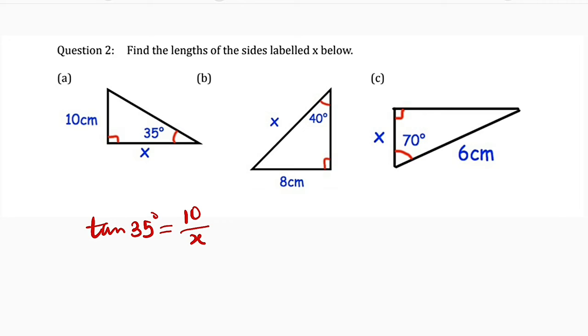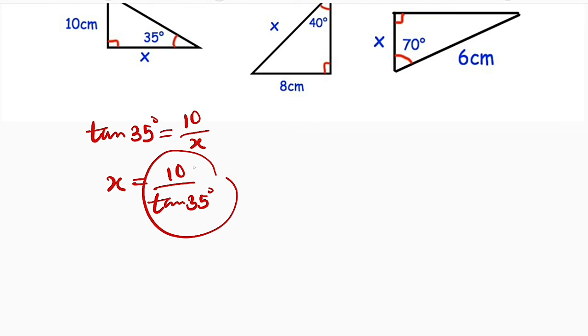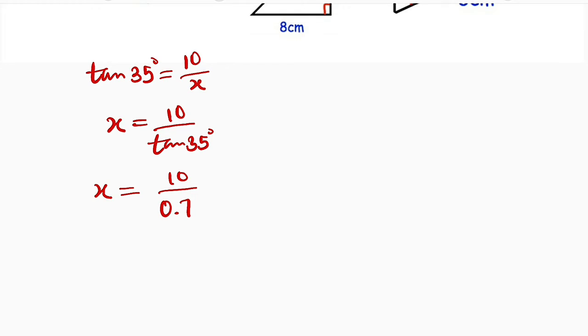So we are going to make x the subject by just switching tangent of 35 degrees with x. So just switch them. You have x equal to 10 divided by tangent of 35 degrees. So if your calculator can take the whole of this together, you can do that. If it cannot, you can further break it down as x equal to 10 divided by tangent of 35 degrees. You should do that first. According to my calculator, it is approximately 0.7. All right. Then you take 10 divided by 0.7.